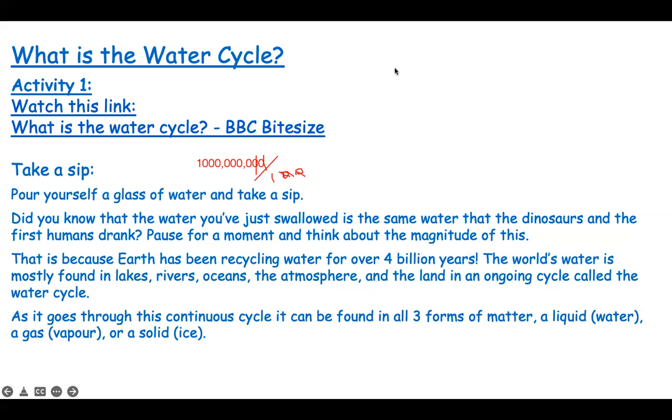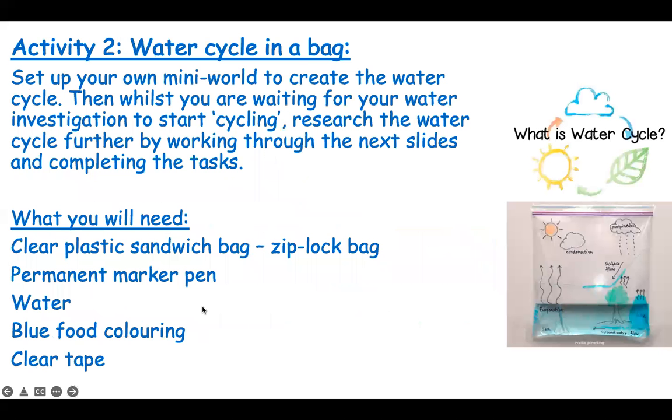So that is what I'm telling you. It's recycling, right? Okay, so how does it happen? It is happening through a continuous cycle. Okay, this is a mini world. This is called a mini world. You can do this by using a clear bag. Just take a clear bag and some marker pens, and you can create this mini world.